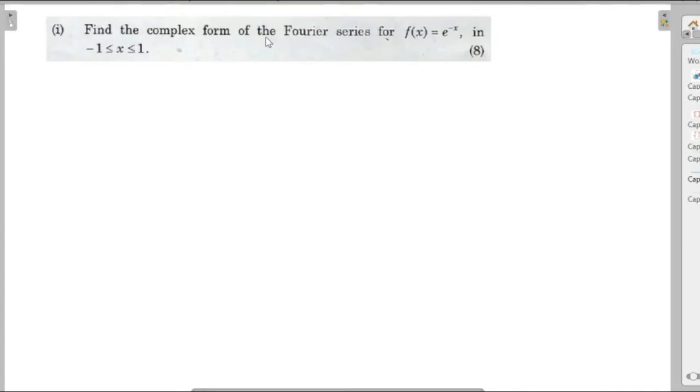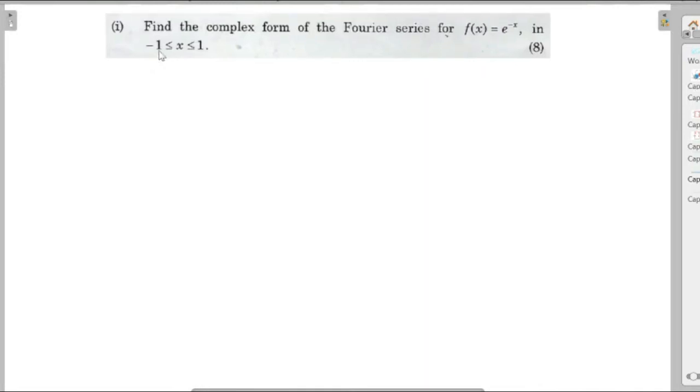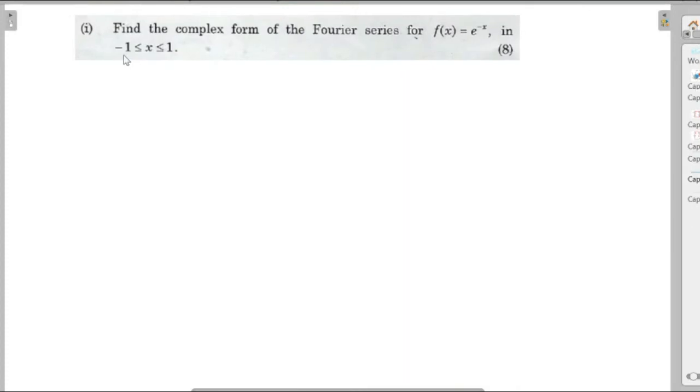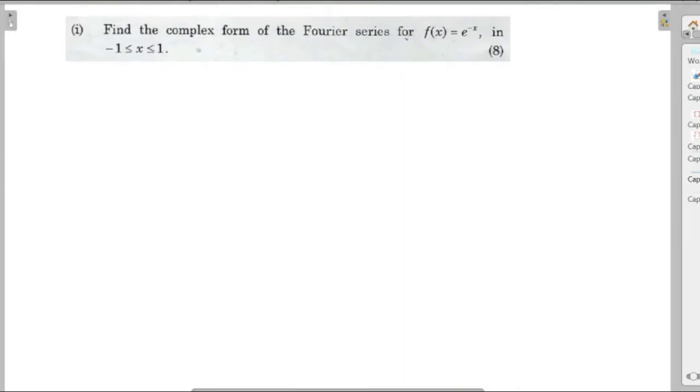Here is the next question. In this problem, we want to find the complex form of Fourier series. In this question, the interval is minus 1 to plus 1.